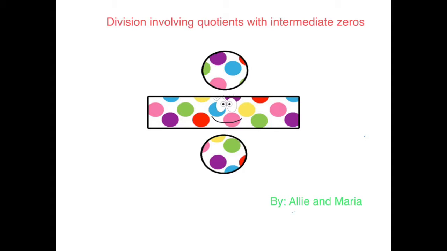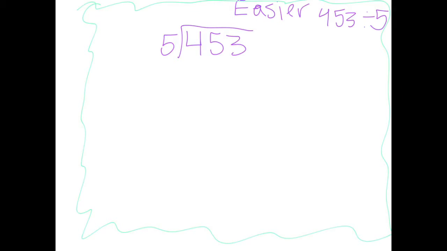Today's topic is division involving quotients with intermediate zeros with Maria and Allie. Okay, so we have 453 divided by 5. And when you are doing this, make sure you put this number right here when you're dividing, and you put this number right here. So let's get to working.